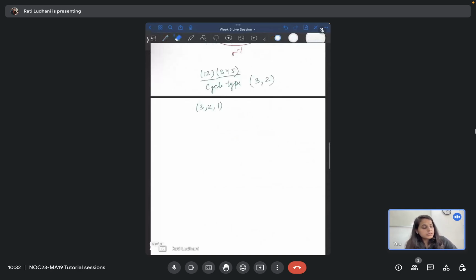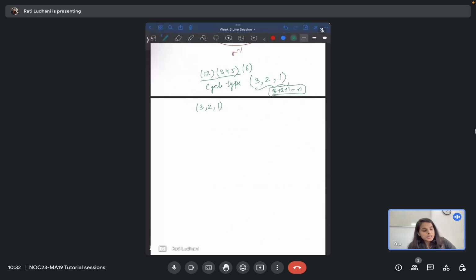So cycle type is always with full cycles. So 6 is not here. So 6 means 6 is mapping to identity, right? So the sum should be 6, the sum should be n. Whatever you are writing, 3, 2, 1, the sum should be 6. That means you need to write the identity ones also, which are mapping to themselves.